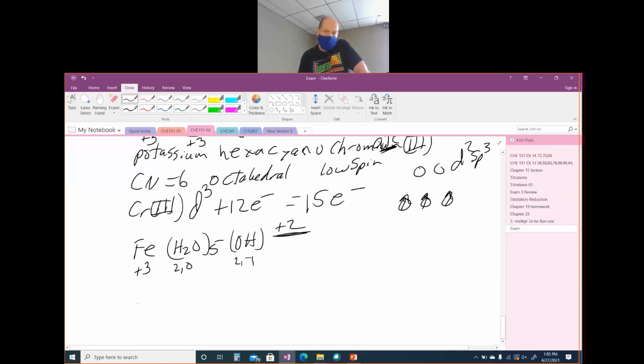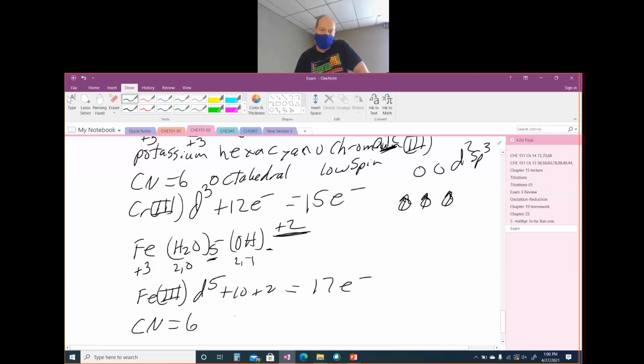So we have iron 3. You find iron on the periodic table. Number 26. The number above it is 8. That is a D5. All right, and you would have 5 waters, so you would add 10 for the 5 waters. You would add 2 for the 1 OH. Our total electron count is a 17 electron complex. We have 5 waters and 1 OH, so our coordination number is equal to 6. It is octahedral.